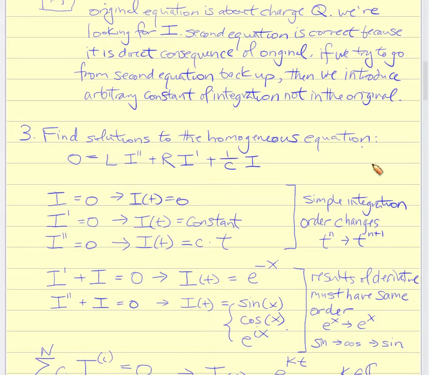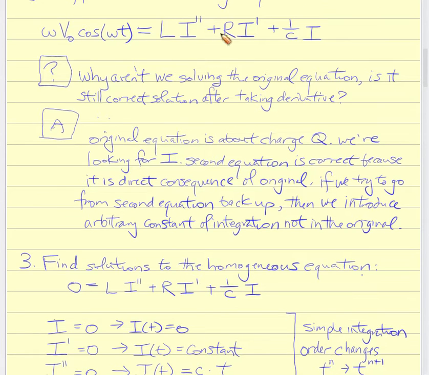And so the solution goes in two parts. We're going to set up the equation based on what we found with Kirchhoff's law, but we're going to replace the particular part, this frequency omega V naught cosine omega t, with 0, and this creates what's called the homogeneous equation.